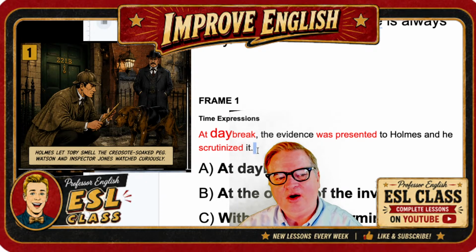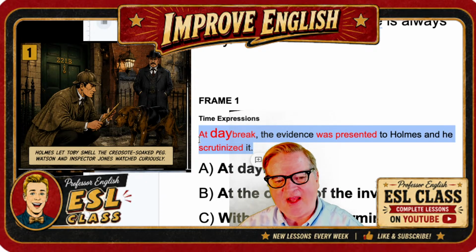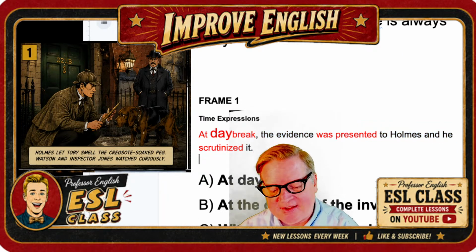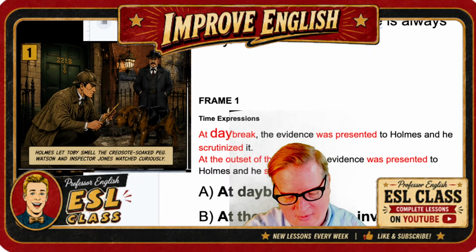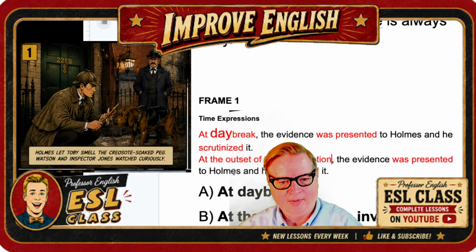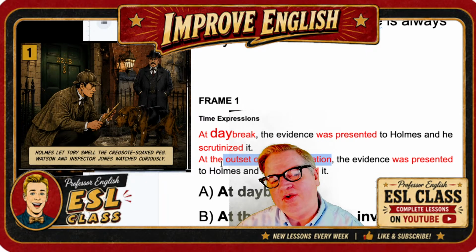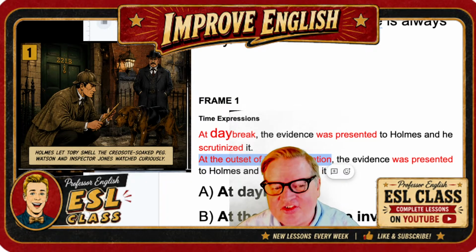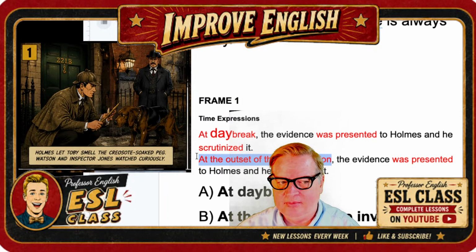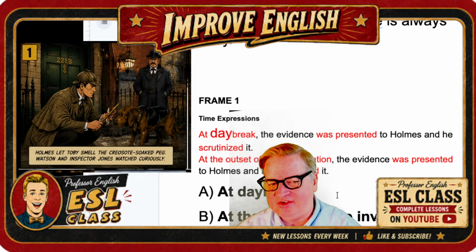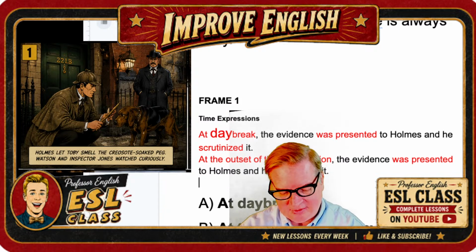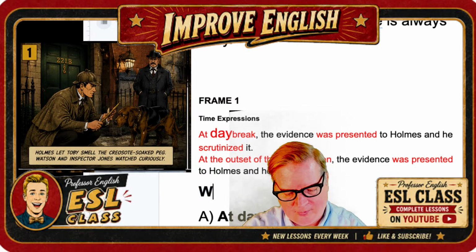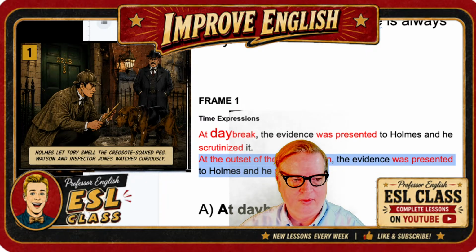Okay, good. How about the next one, letter B, at the outset of the investigation? That means at the beginning of the investigation. At the outset of the investigation, the evidence was presented to Holmes, and he scrutinized it. I can hear that you're saying at the outset of the investigation, and that's really good. That's what you should be doing. Big and small, big and small. Do you want to try it again? At the outset of the investigation, the evidence was presented to Holmes, and he scrutinized it.